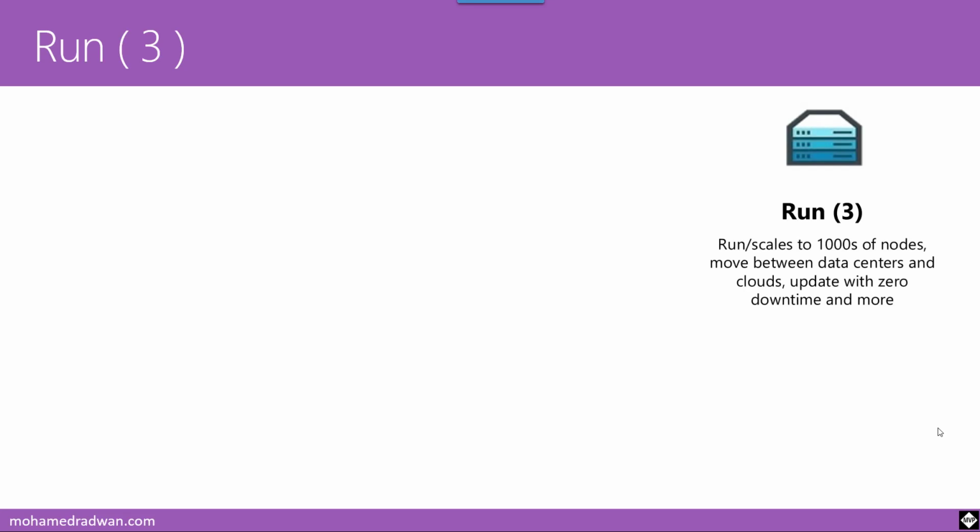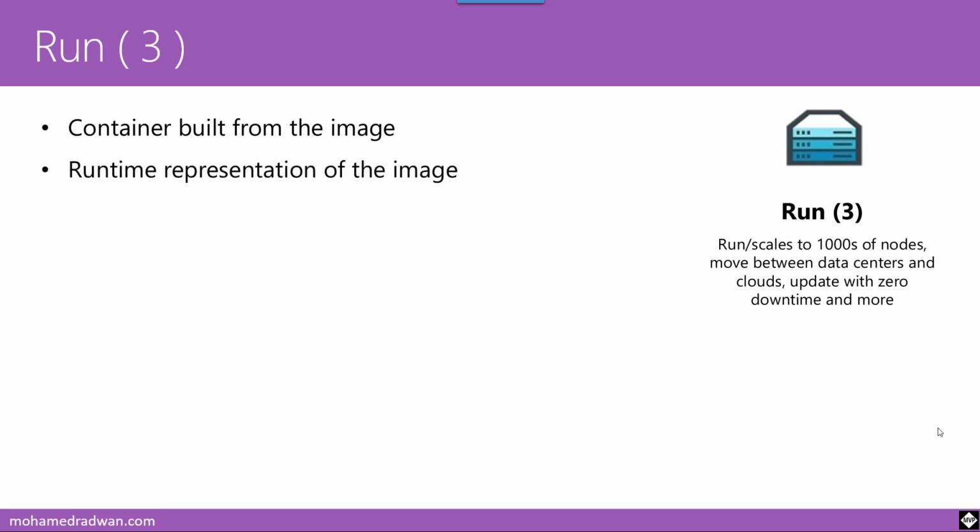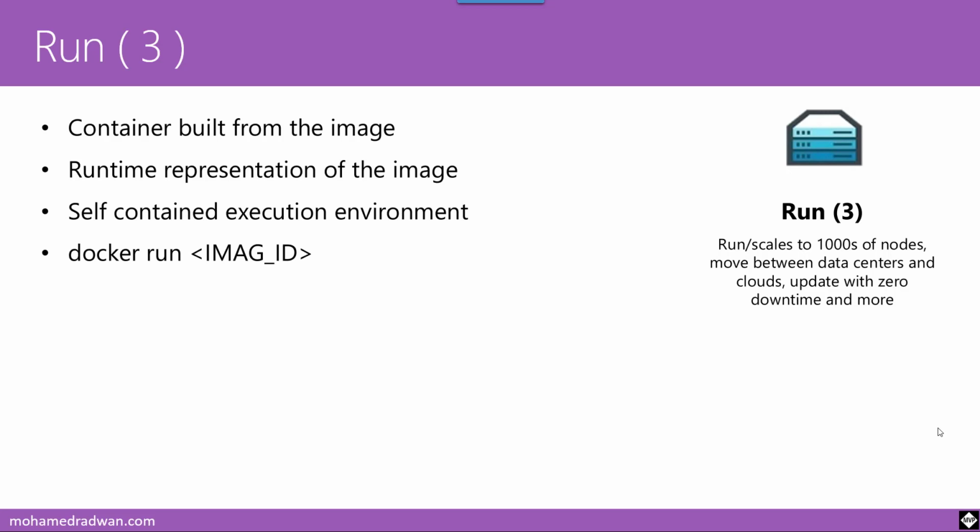Let's look at the steps of the third stage, which is run. The first is the container built from the image, as we explained before, a runtime representation of the image, a self-contained execution environment because it includes everything: the operating system, the framework, the libraries, and my application. So after I pull the image, I can very easily just run docker run with the image ID or the image name, and then I will have my running container. And of course, I can scale that very easily with thousands of nodes with zero downtime.